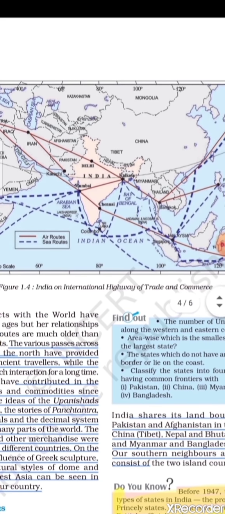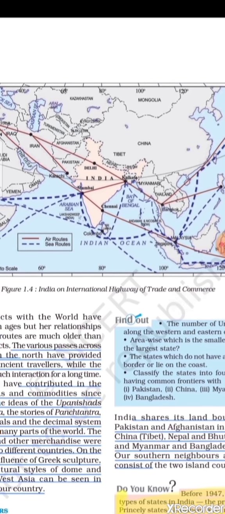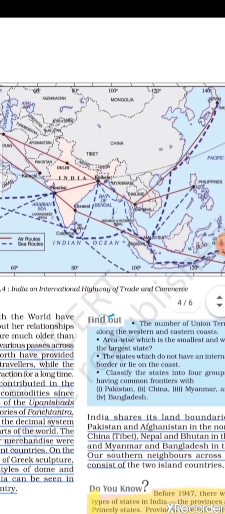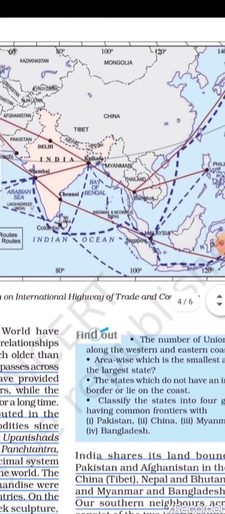And India established close contact with West Asia, Africa, and Europe from the western coast, and with South East and East Asia from the eastern coast.